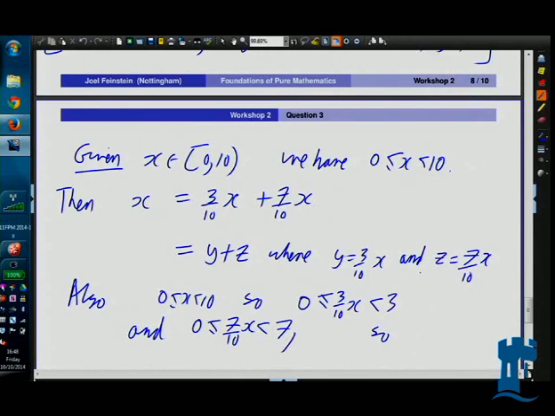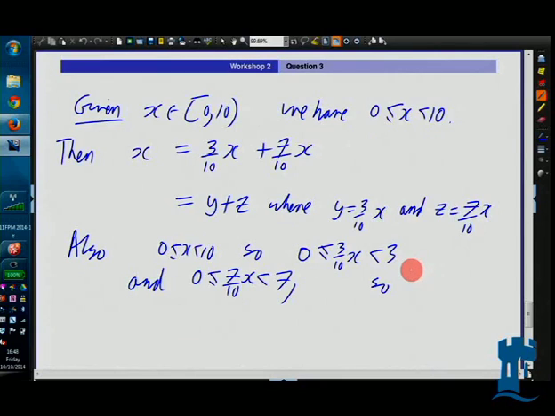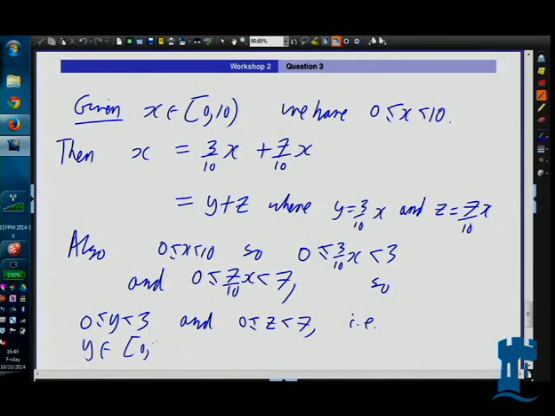So that was y. y is 3/10 x. So this is telling you that 0 ≤ y < 3. And this one's telling you that 0 ≤ z < 7. I.e. y is in [0,3) and z is in [0,7), as required.